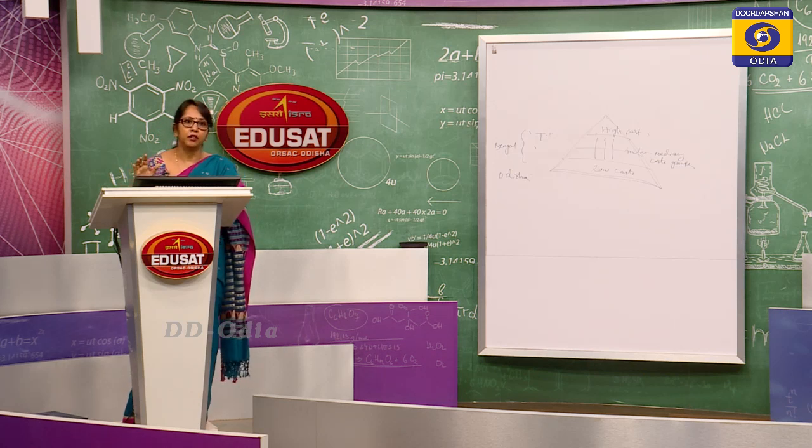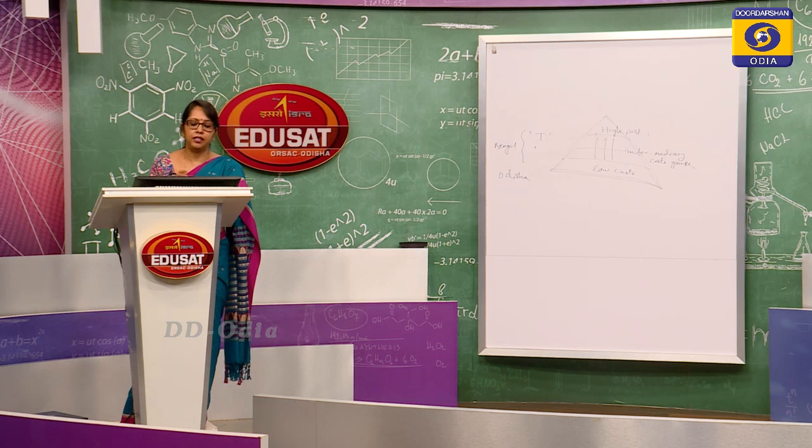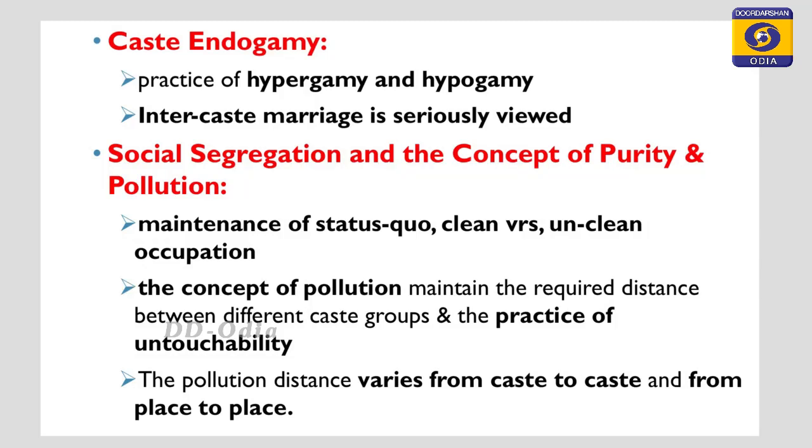So, this is what we understand as the hereditary status of the individual. Okay. Moving to the next, caste endogamy. What do you understand by endogamy? Endogamy, basically we understand, is marriage within one's own caste group, right. So, when you speak about caste endogamy, that means members of a particular caste group are supposed to marry the members of their own caste group.